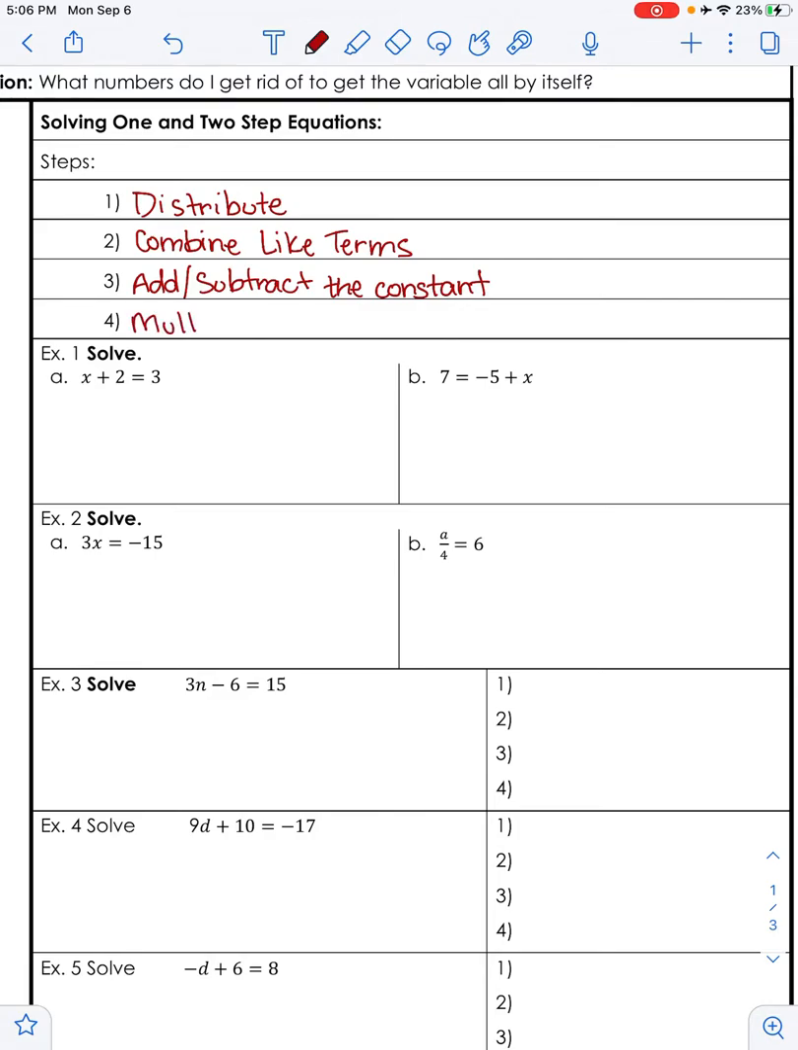And number 4, we want to multiply or divide by the coefficient. And again, in the last video, we learned what a coefficient was. It's the number in front of the variable. So we're going to start off with some one-step equations.